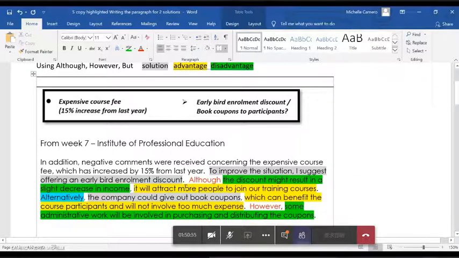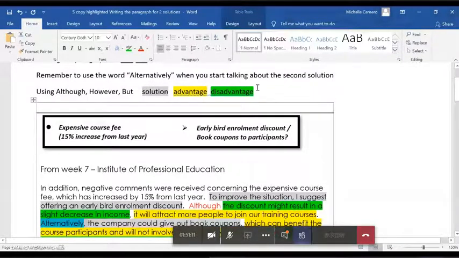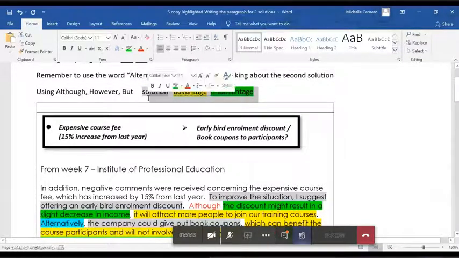Okay, so they used although and however to talk about the advantages and disadvantages. Remember, you really should use alternatively to introduce solution 2. And then I've highlighted the advantage and the disadvantage in yellow and green. And the solutions are in gray. All right, so let's do that again for another one.